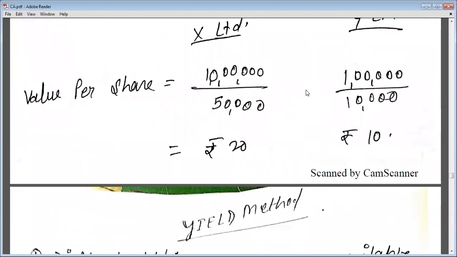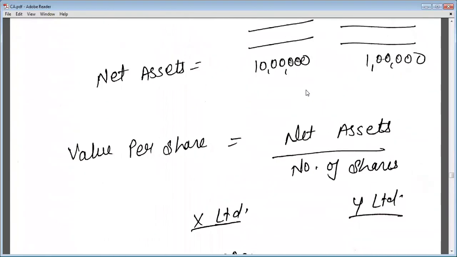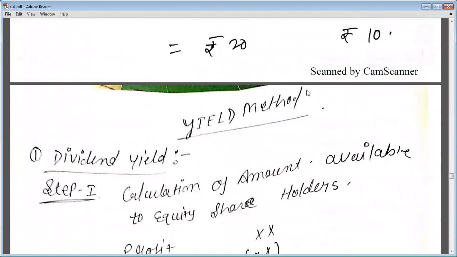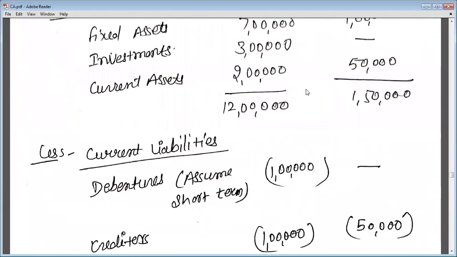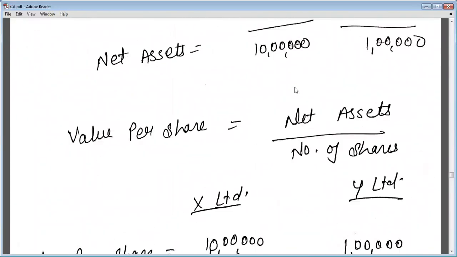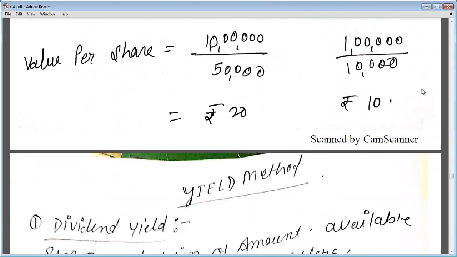Just wait for a second. Let's see. Here, if we calculate through the net assets method, for X Limited this is 20 and for Y Limited this is 10. But we will take into consideration X Limited. You can do either, you can take X Limited or Y Limited. So for now we are taking the value of X Limited.